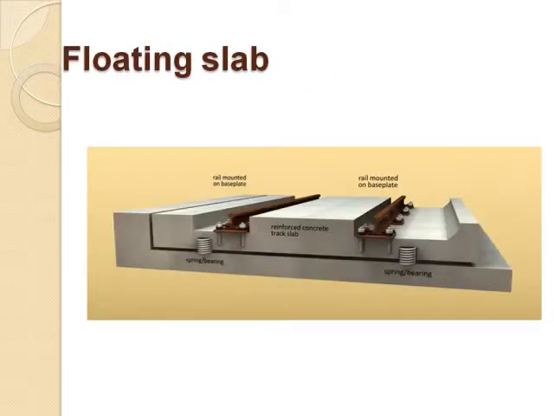Floating slab is that the rail is mounted on the concrete track slab, supported by a resilient layer or spring system. The choice of system usually depends on cost and the acoustic performance. Compared to other slab track systems, floating slabs generally require greater construction depth.